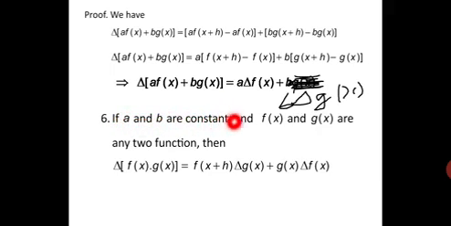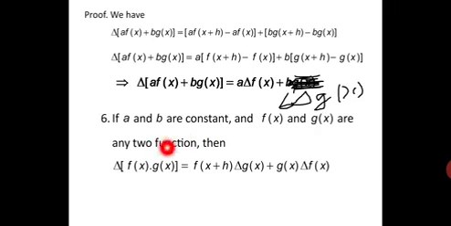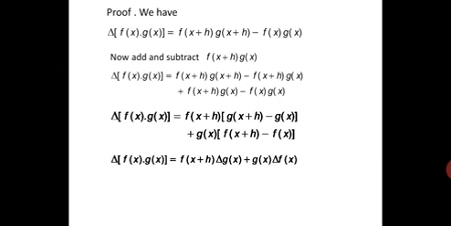If a and b are constants and f of x and g of x are any two functions, then if there is a product of functions and we apply delta, it can be written as f of x plus h into delta of g of x plus g of x into delta of f of x, right? So we will start. We have taken the LHS here. I will apply the forward difference first: f of x plus h into g of x plus h minus f of x into g of x. That means I am considering this as one function. Now what I will do, I will add and subtract f of x plus h into g of x in the RHS part.